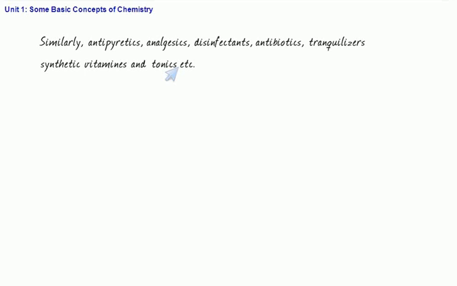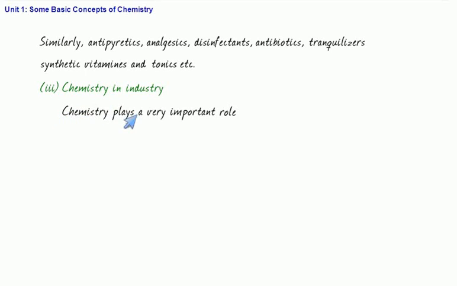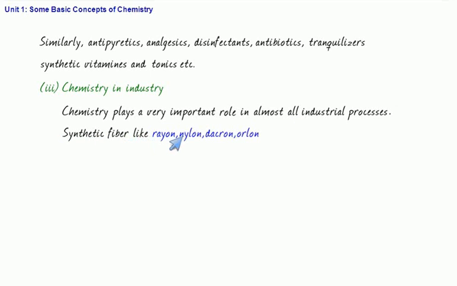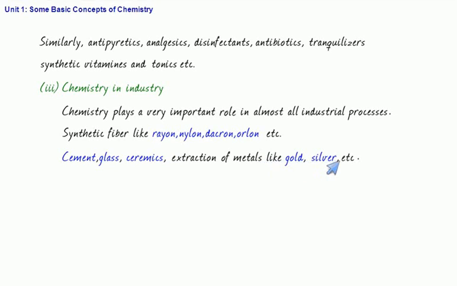Then we have chemistry in industry. Chemistry also plays a very important role in almost all industrial processes. Some of the important examples are synthetic fibers like rayon, nylon, dacron, orlon, etc. Then we have cement, glass, ceramics, extraction of metals like gold, silver, etc. Then plastics like bakelite, Teflon, polythene, etc.